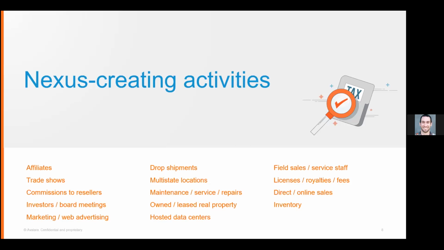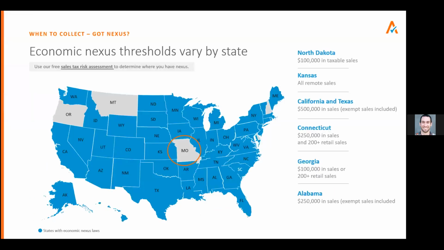So physical presence still drives the conversation, even though so many people are focused on the economic thresholds in each state. Like I mentioned, we have some examples on the side. No two states are pretty much the same. North Dakota has 100,000 in taxable sales, whereas California and Texas is 500,000 in total sales, both exempt sales and taxable sales, so your total revenue.